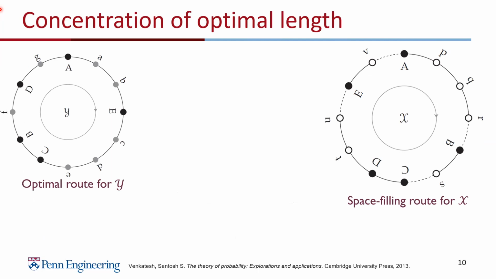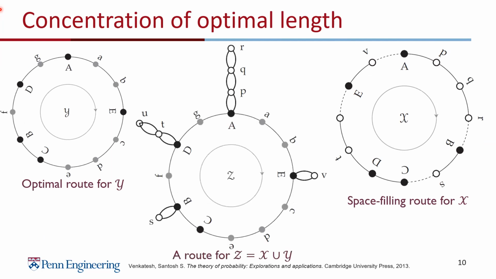I construct a new set of locations Z, which is just X union Y, and I construct a route for Z. So the best I can do for Z is I follow the optimal route for Y as long as I move through the locations in Y. And when I want to visit the locations in X, I use the Hilbert route for X, because you don't have the optimal route for X. The best you can do is just follow the Hilbert route for X.